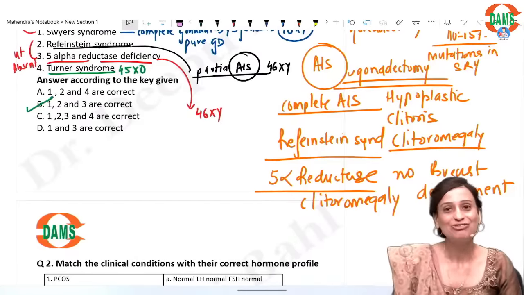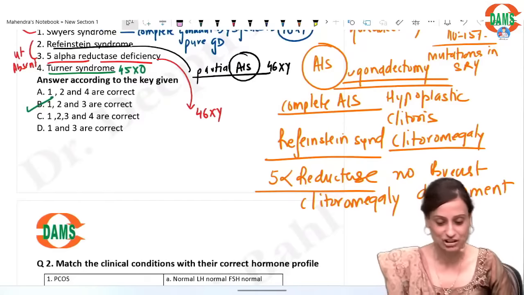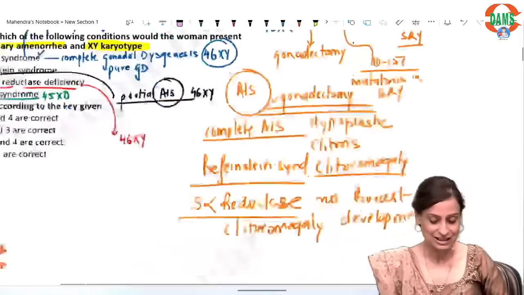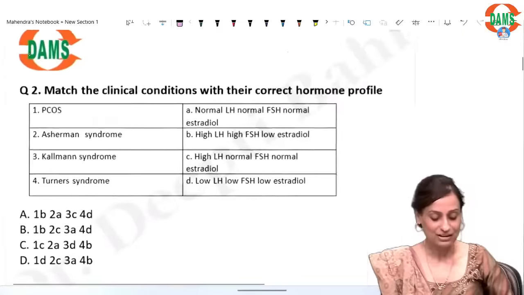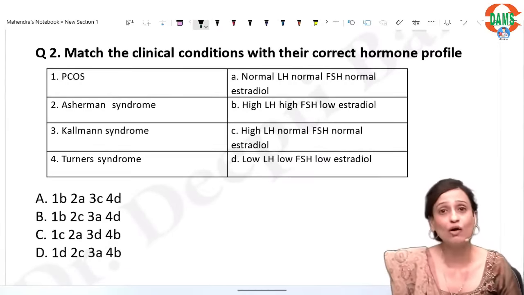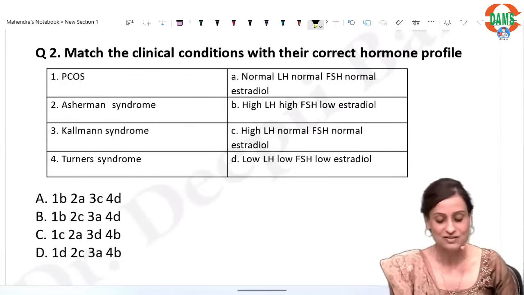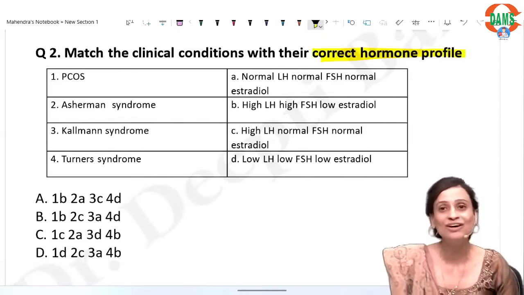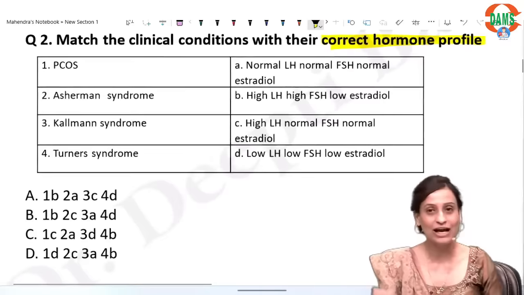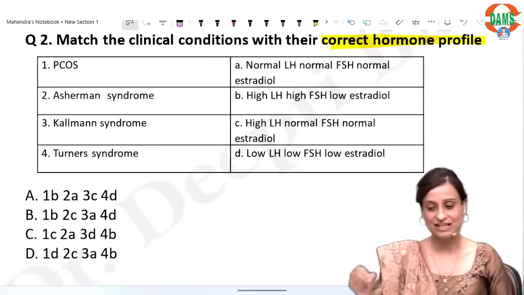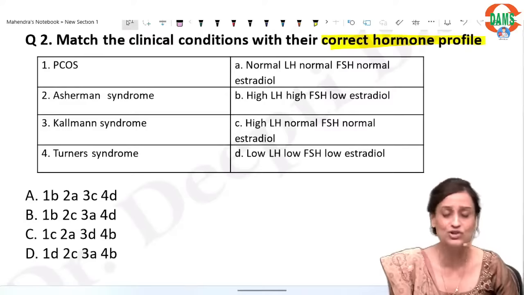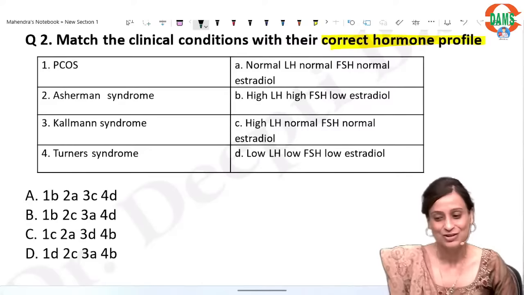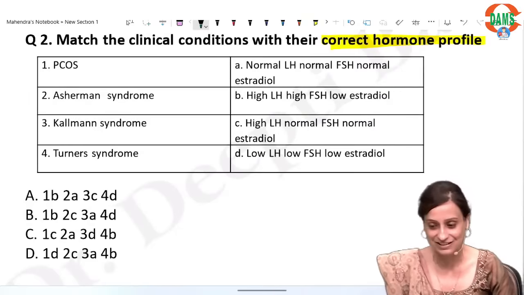Are you ready for the next question? Are you ready for question number two, everybody? The next question on your screen is yet another specific pattern to INICET, which is in the form of match the following. So the question is, match the conditions with their correct hormonal profiles. I'm going to give you 2 seconds to match them. Write your answer in your notebook and then we will see whether you do it right or wrong. Okay, so 2 seconds and then we begin the discussion.